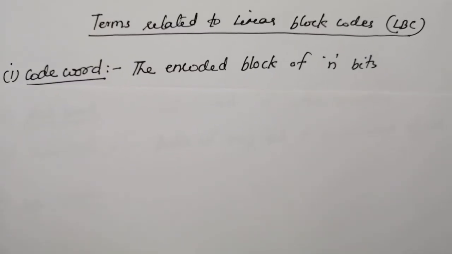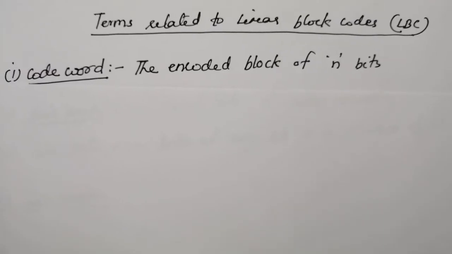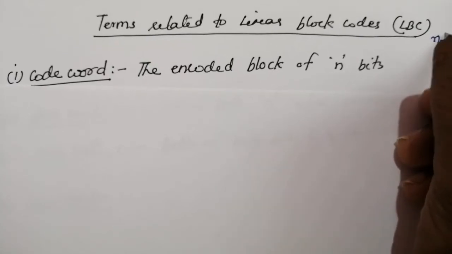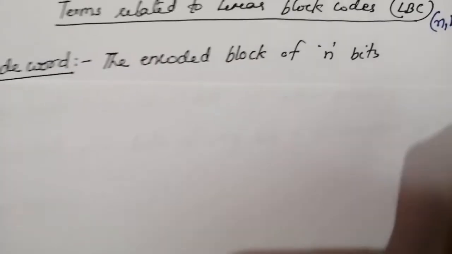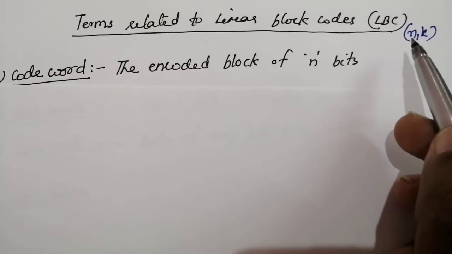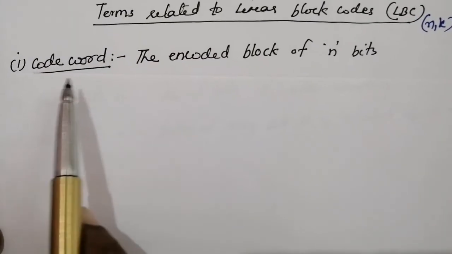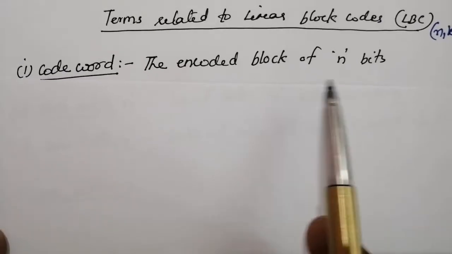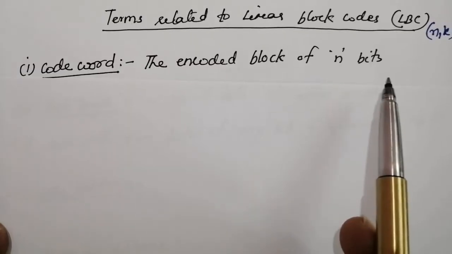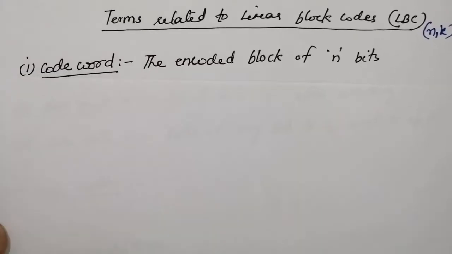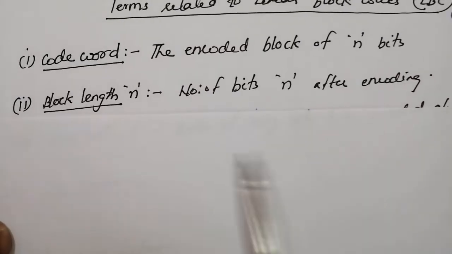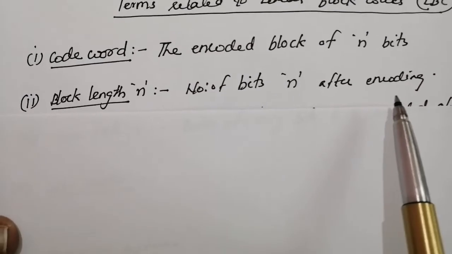Now we will discuss some terms related to linear block codes. Generally, a linear block code is designated or represented as an (n, k) code, where k is the number of message bits and n is the number of coded bits. One is the code word. The encoded block of n bits we will call a code word, and it consists of message bits as well as the parity bits. Next is block length. Block length is n, the number of bits after encoding.